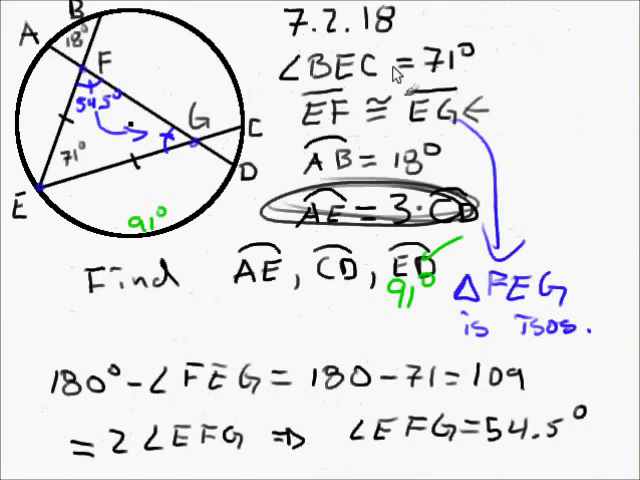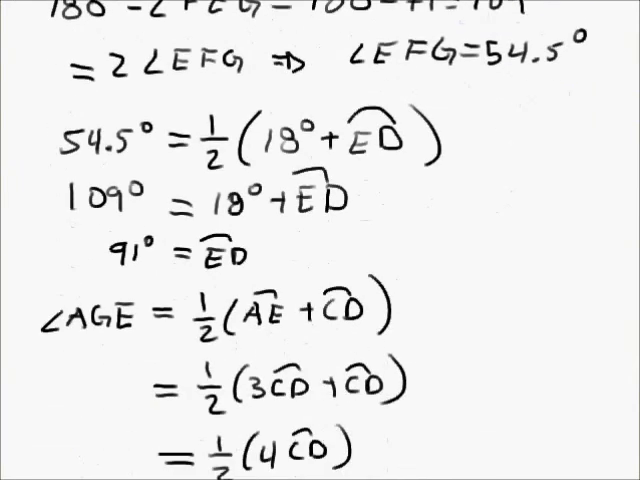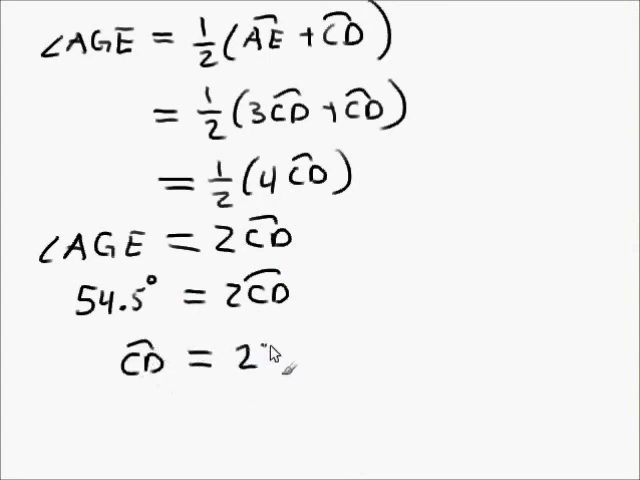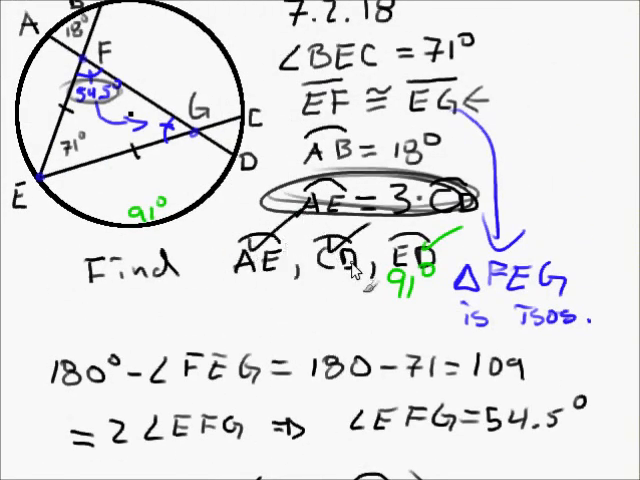Oh wait, we know that. AGE is 54.5 degrees. It's the same as that previous angle we found. So arc CD is 1/2 that, which is 27.25 degrees, and then triple this is AE, and triple 27.25 is 81.75 degrees. Got it? Got it. Okay.